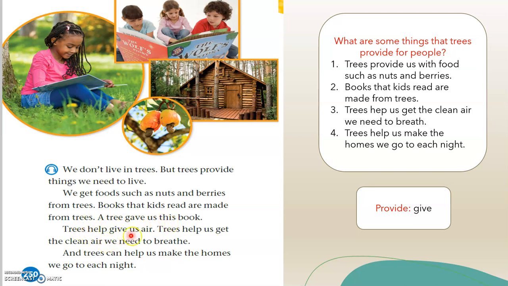Trees help give us air to breathe, fresh air. Trees help us get the clean air we need to breathe. And trees can help us make the homes we go to each night. So what are some things that trees provide for people? Trees provide us with food, books that kids read. Trees help us to get clean air to breathe, and trees help us to make homes that we go to each night.